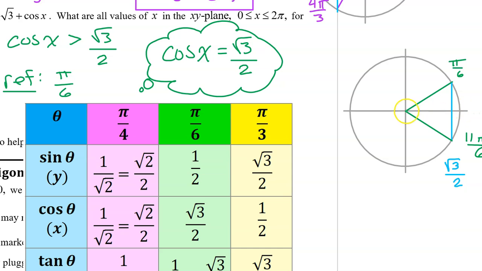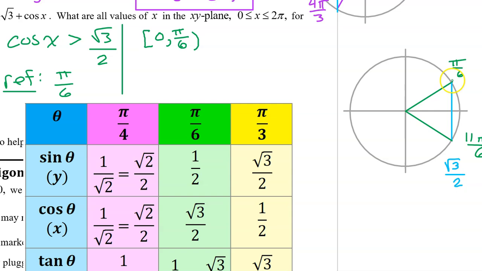Let's start at 0 radians. Notice that at 0 radians, the horizontal displacement is greater than radical 3 over 2. It's further to the right. The horizontal displacement will continue to be greater than radical 3 over 2 until we get to pi over 6. Again, at pi over 6, the horizontal displacement is exactly radical 3 over 2. We just identified part of the solution set, one interval where the horizontal displacement is greater than radical 3 over 2 is from 0 to pi over 6.